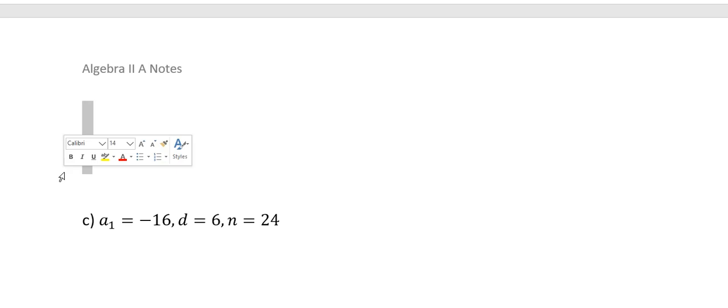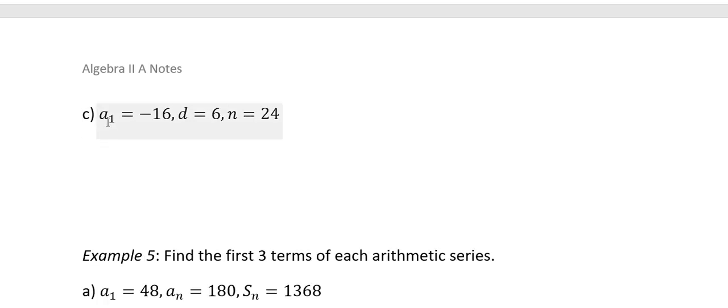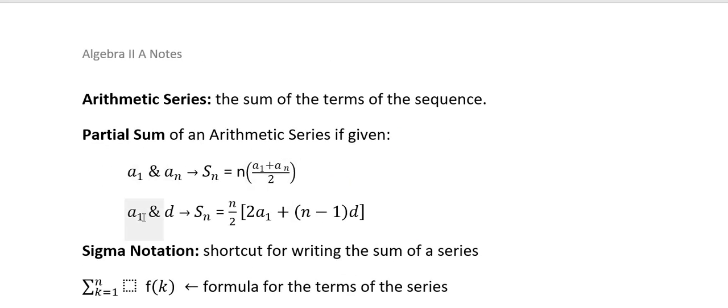Alright, let's look at C. Okay, so here what do we know? We know that A sub 1 is negative 16, D is 6, and N is 24. So we know A sub 1 and we know D, so we're going to use this equation.